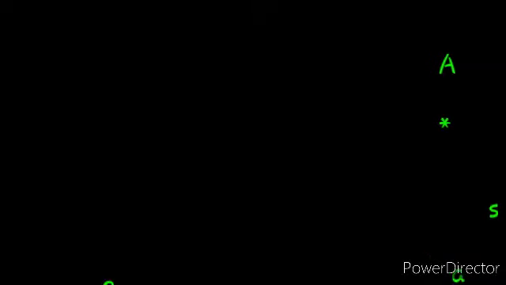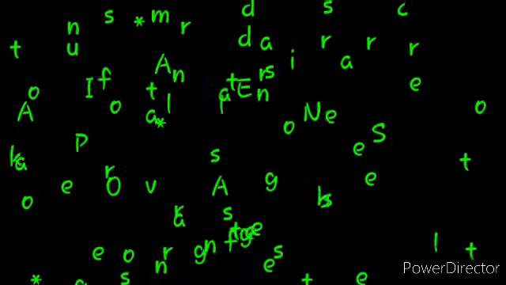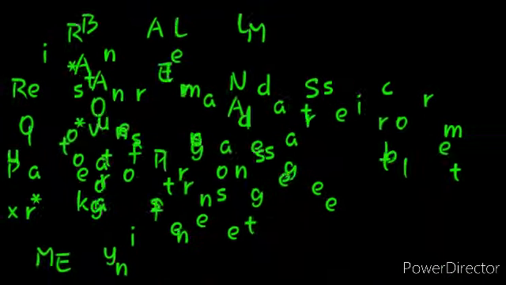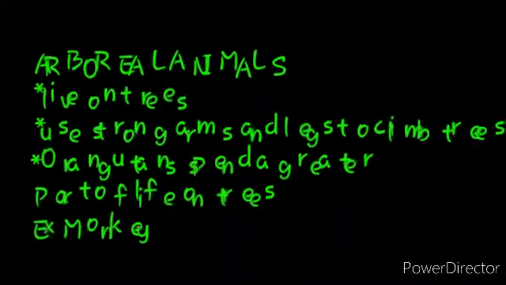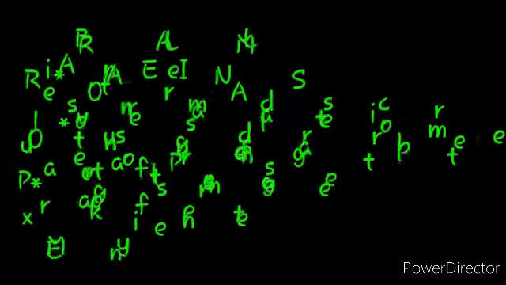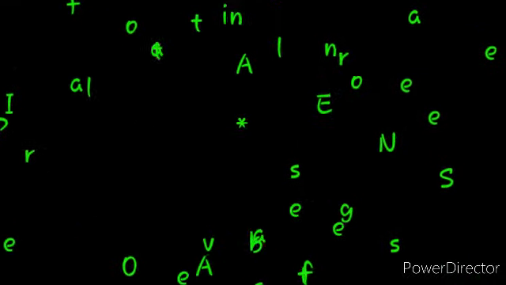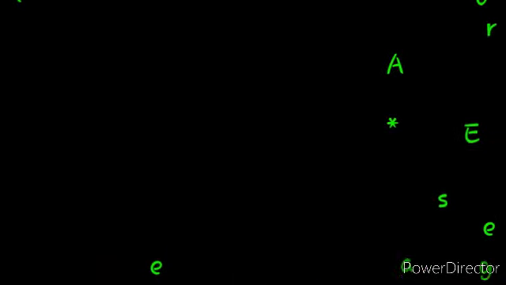Next, arboreal animals. Arboreal animals are those animals that live on trees for most of the time. Monkeys are the most common examples of arboreal animals. They use their strong arms and legs to climb trees. Their strong hands help them to hold onto the branches of the trees. Some monkeys, such as the spider monkey, have a very long tail. Orangutans spend a greater part of their life on trees. They also have very long arms.